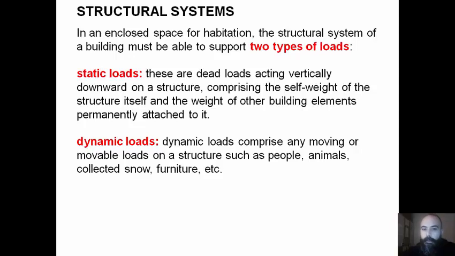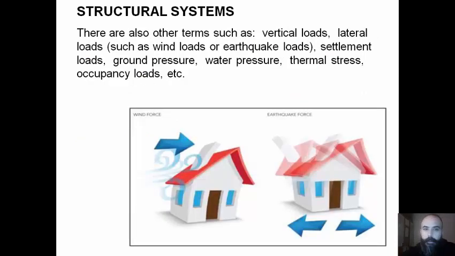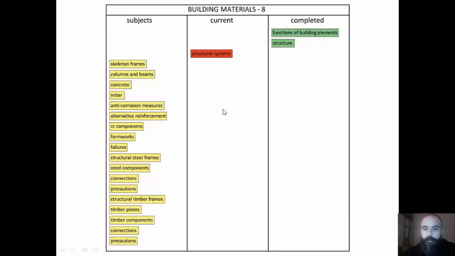These are dead loads acting vertically downward on a structure, comprising the self-weight of structure itself and the weight of other building elements permanently attached to it. Dynamic loads comprise any moving or movable loads on a structure such as people, animals, collected snow, furniture, etc. There are also other terms such as vertical loads, lateral loads such as wind loads or earthquake loads, settlement loads, ground pressure, water pressure, thermal stress, occupancy loads, and so on.